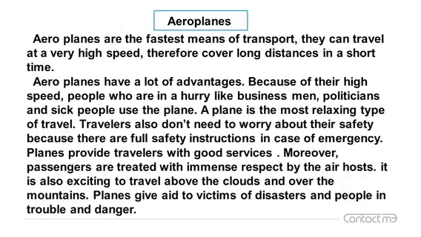Airplanes are the fastest means of transport. They can travel at a very high speed, therefore cover long distances in a short time. Airplanes have a lot of advantages. Because of their high speed, people who are in a hurry, like businessmen, politicians, and sick people, use the plane. A plane is the most relaxing type of travel. Travelers also don't need to worry about their safety because there are full safety instructions in case of emergency.